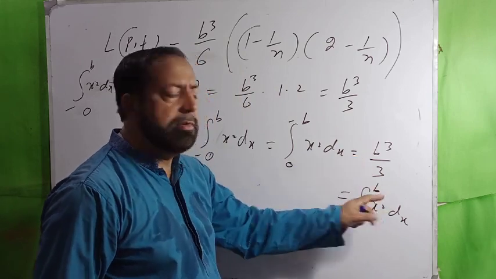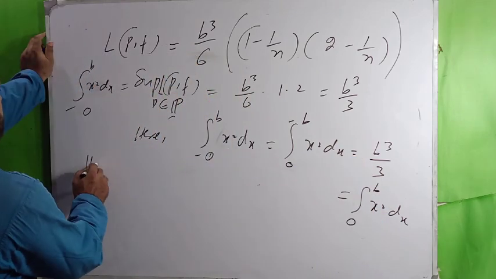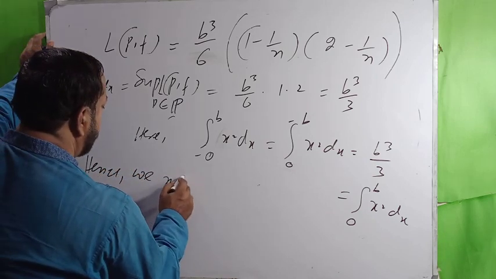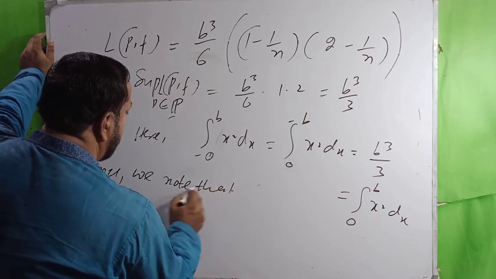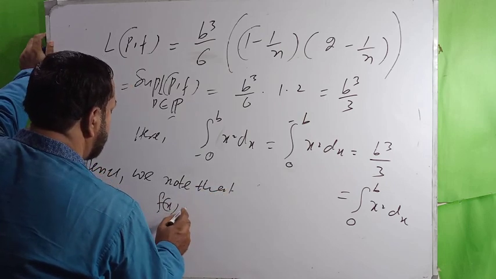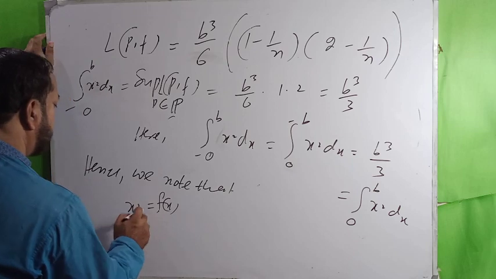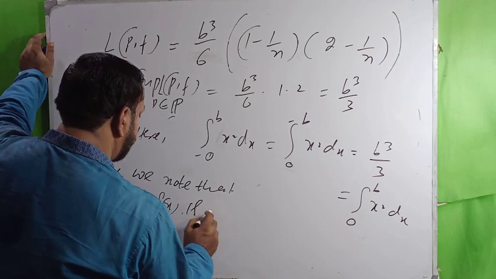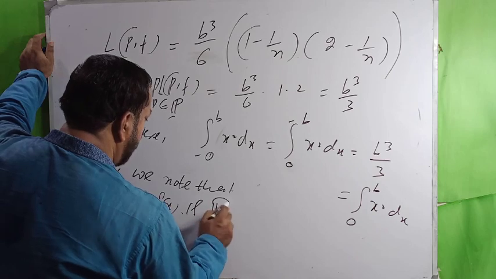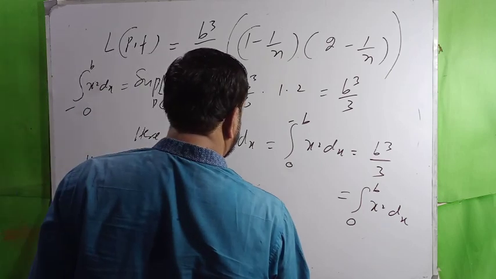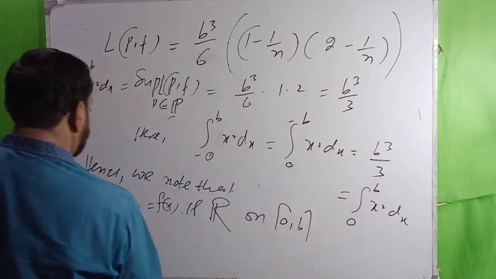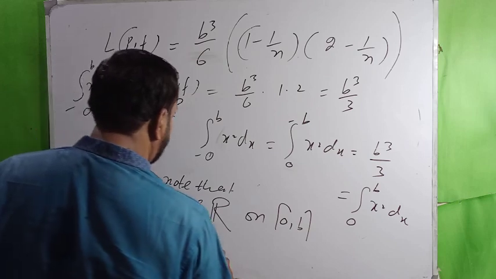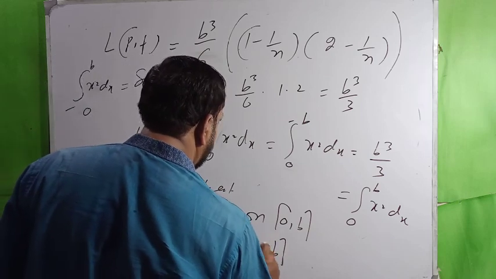The answer is true. Hence, we know that f(x), which was x square, is Riemann integrable on [0, b]. That is, f belongs to R on [0, b].